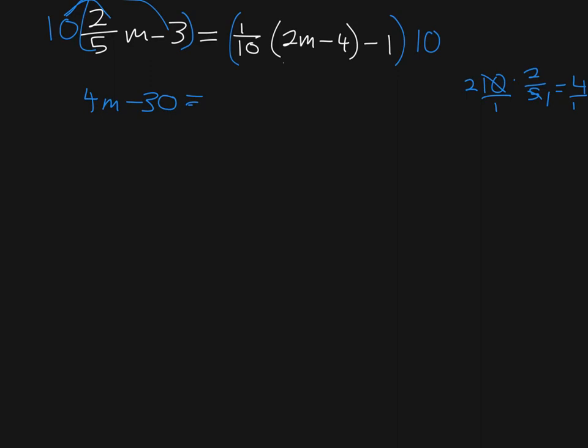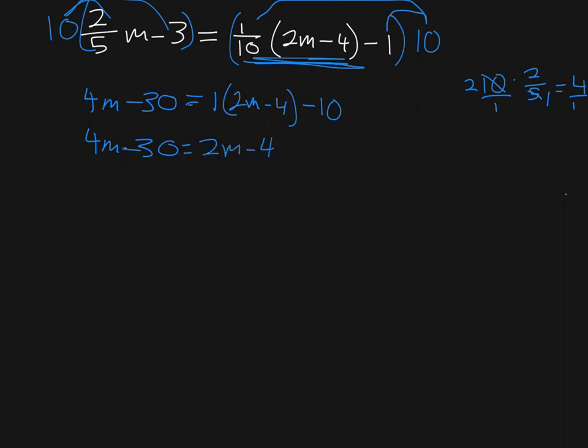Now here, this is kind of a different case, because we're not going to multiply this 10 into these parentheses here. This is considered one term because it's 1/10 times the parentheses. So we're going to multiply 10 by 1/10 here, which will give us 1 times 2m minus 4, and then 10 times -1 minus 10. Now, if we distribute that 1 over on the right side, nothing's going to change because it doesn't mean anything when we multiply by 1, so that's 2m minus 4 minus 10.